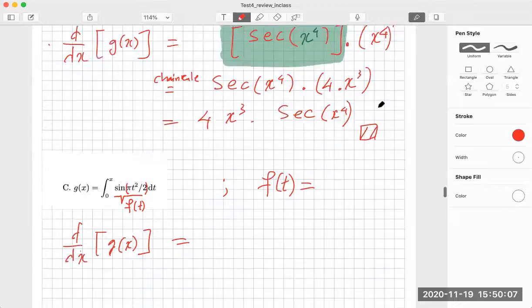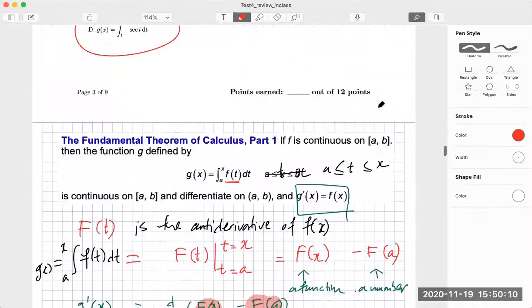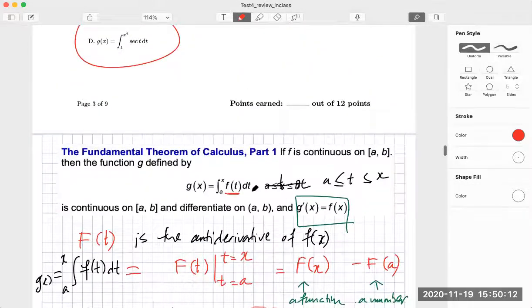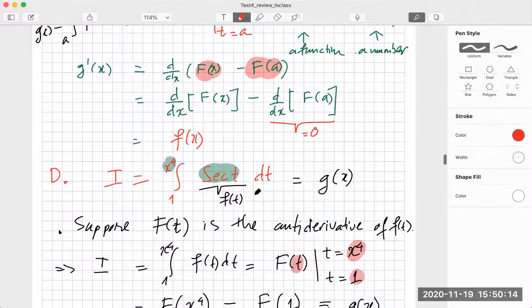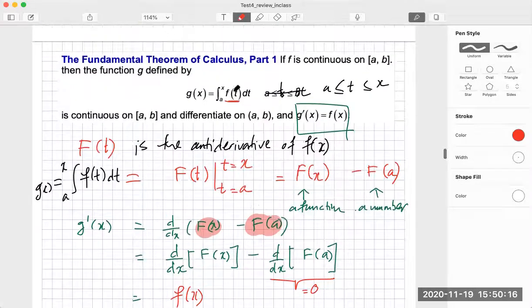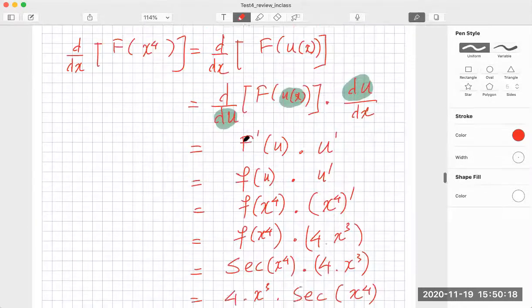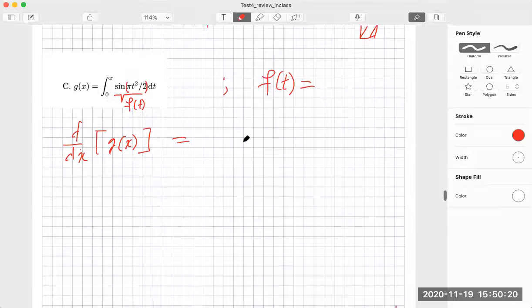Do you get the question? You're asking us for the... So the f of t is the integrand, right? In our case, it is sine of pi t squared divided by 2. Very good. So we know the integrand here, right?